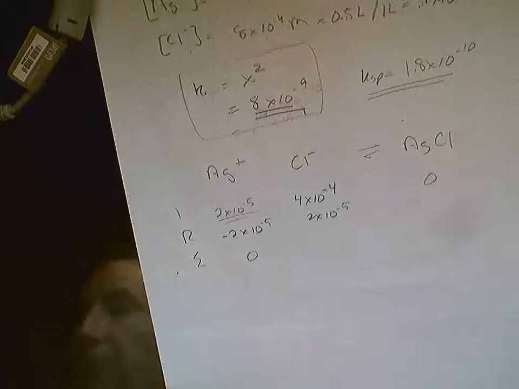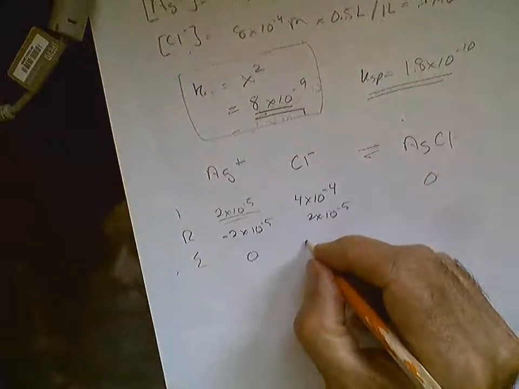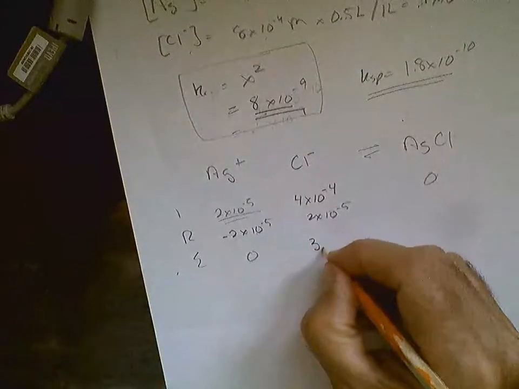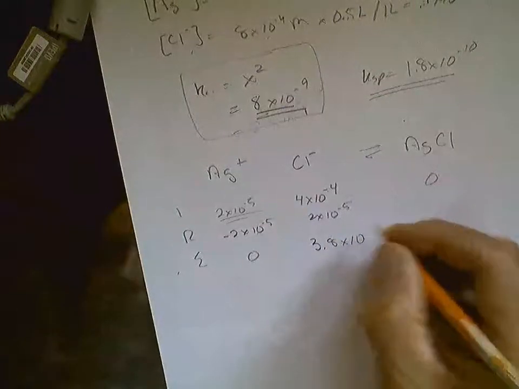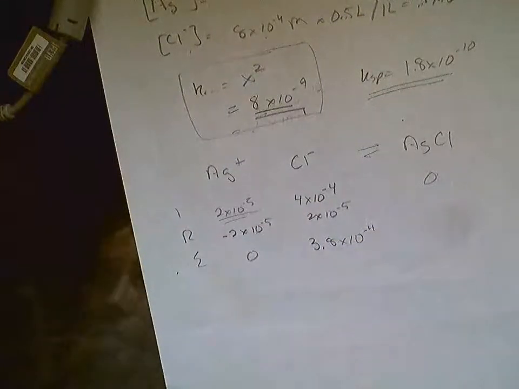I better make sure that I've got this right. Minus the 2 times 10 to the negative 5. I don't know if this is right, but I've got 3.8 times 10 to the negative 4. I want to try that one more time. That seems a little off to me. 4 times 10 to the negative 4, subtract 2 times 10 to the negative 5 equals. Okay, there we go.